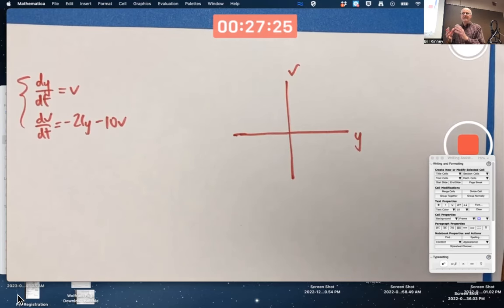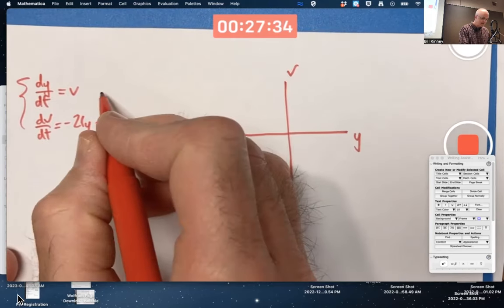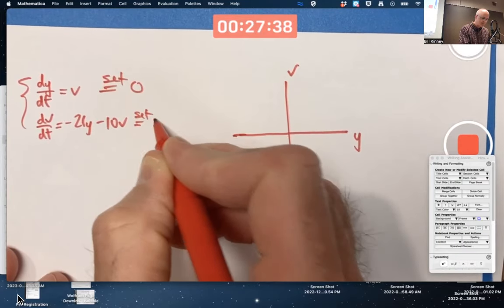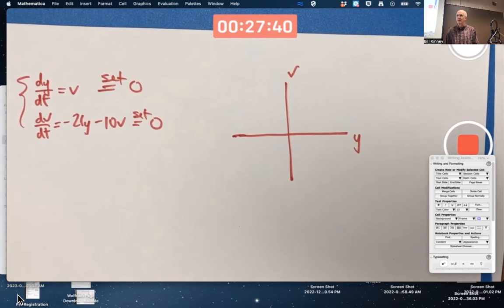Just like with phase lines, you are interested in equilibrium solutions, equilibrium points. How do you find those? You set the right-hand sides equal to 0 and solve for v and y in this case, if you can.